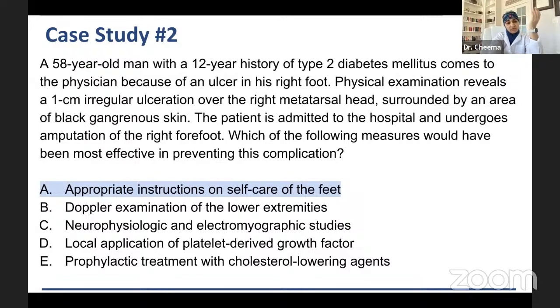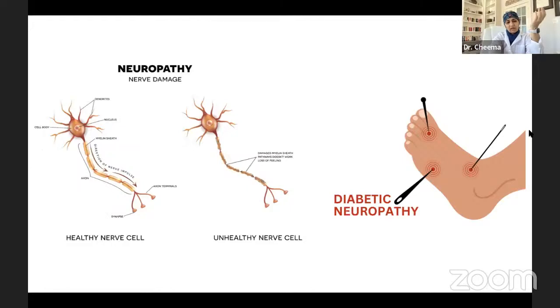So first of all, we need to do the prevention. And then last but not least, why is E not the correct answer? Because prophylactic treatment with cholesterol-lowering agents should be considered, should be added, because it helps with the risk factor of cardiac disease when we add cholesterol-lowering agents like statins, atorvastatin, and other class drugs. It should be considered in a patient who has diabetes with a high cholesterol level to prevent or slow the atherosclerotic process.